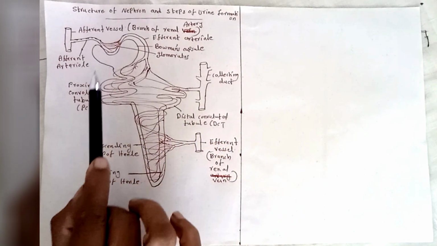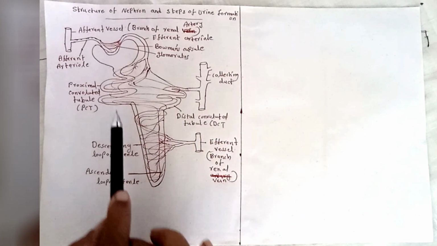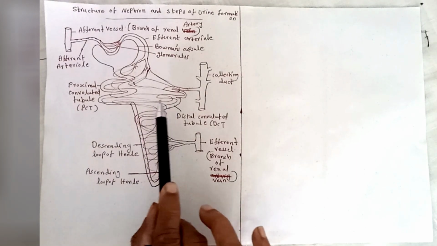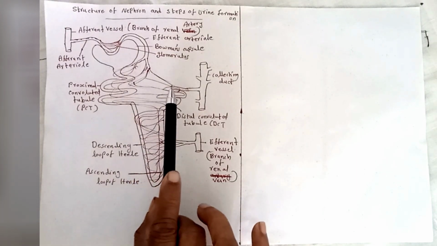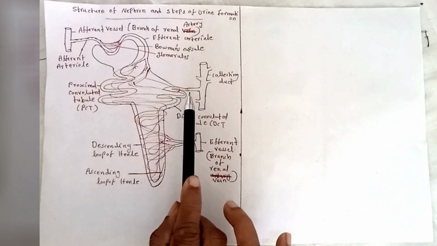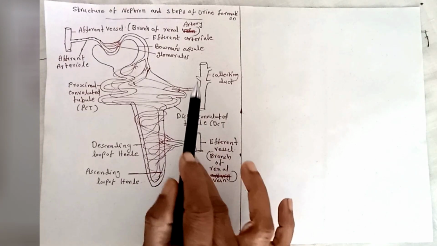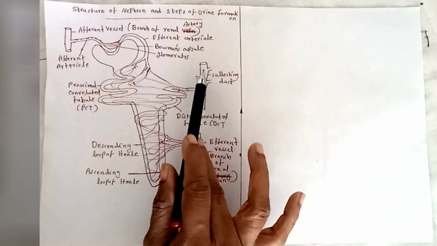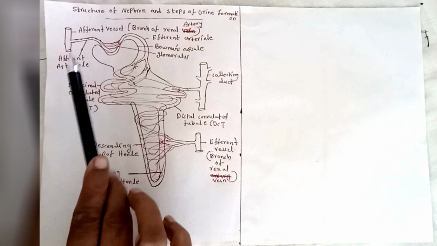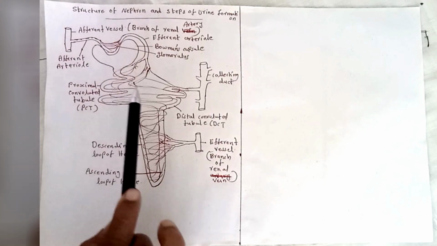Bowman's capsule, PCT, Henle's loop with descending and ascending part, then the coiled distal convoluted tubule, that is DCT, and each and every DCT is connected with the collecting duct. Then there is another part, that is the blood circulatory part.